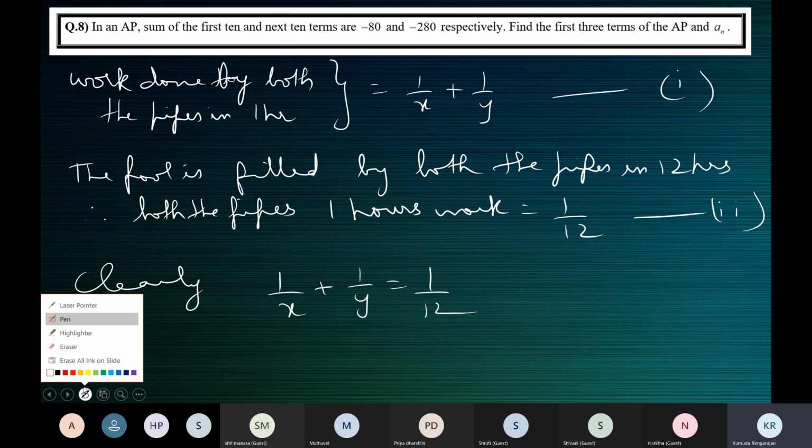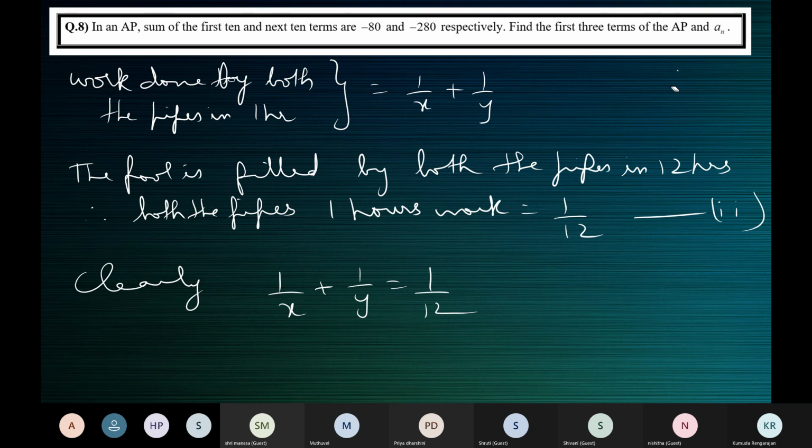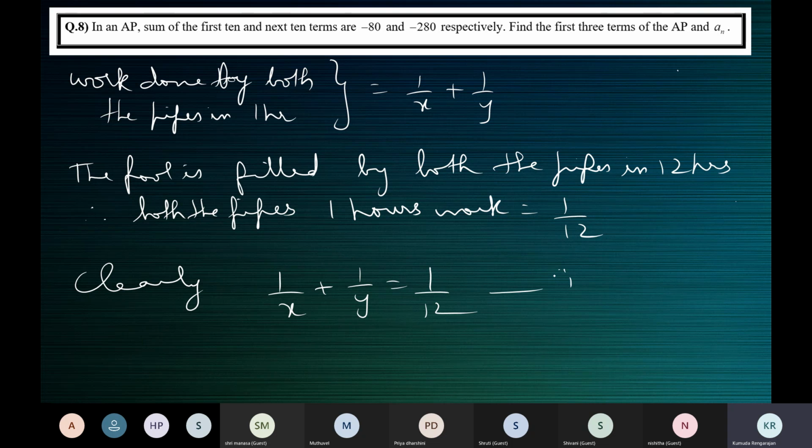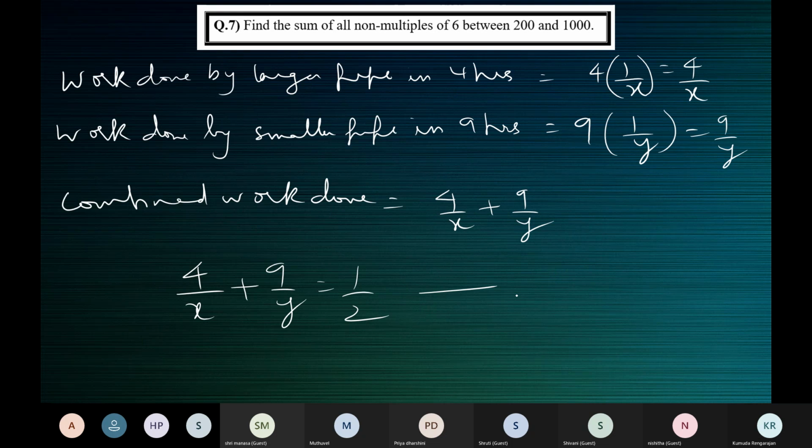Maybe you will not solve this 1 and 2. Let's take this away. So this is equation 1. This is equation 2. You need to solve 1 and 2 to find the values of x and y.